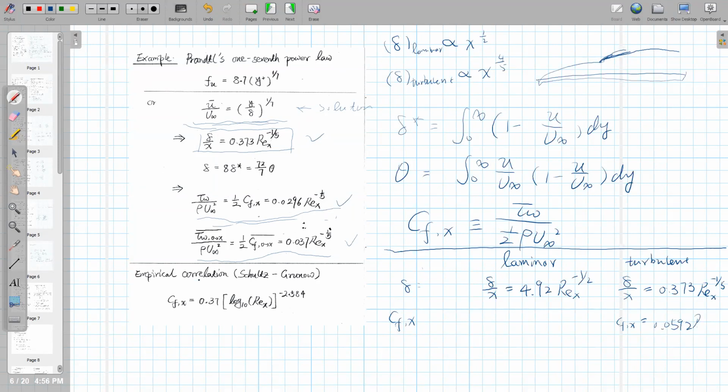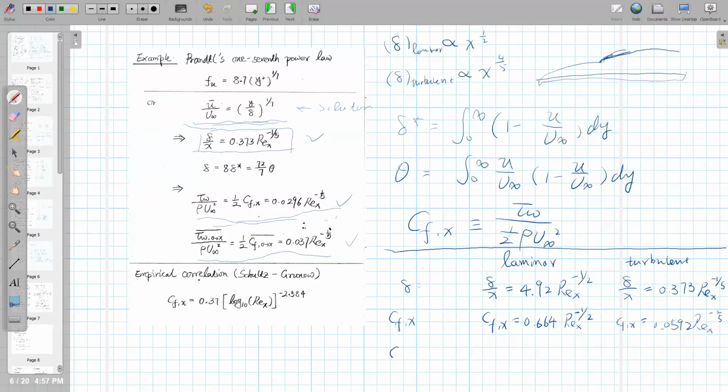0.0259 times Reynolds number x to the power of minus 1 over 5. Okay, so just times the 2 on this side. And for the laminar cases, from our Blasius solution, we have 0.664 times Reynolds number x to the power of minus 1 over 2. Okay, so this is another thing.